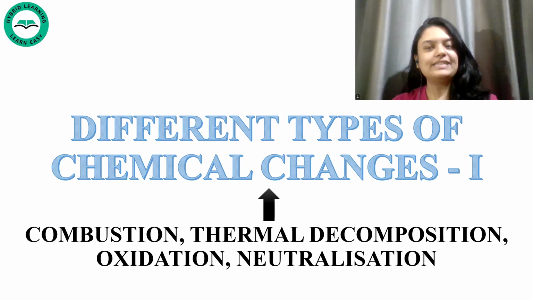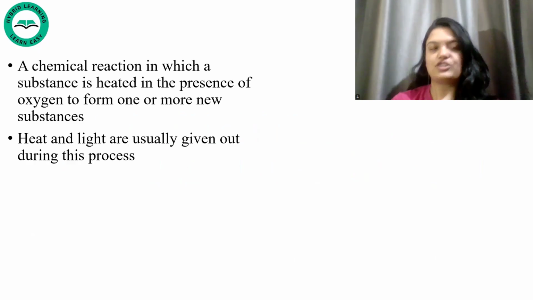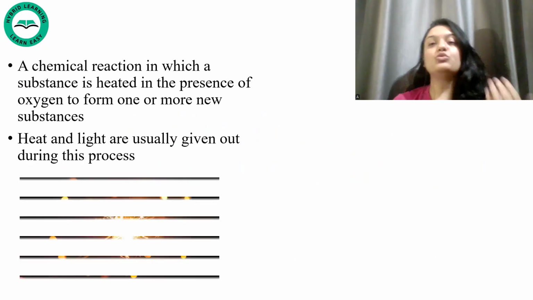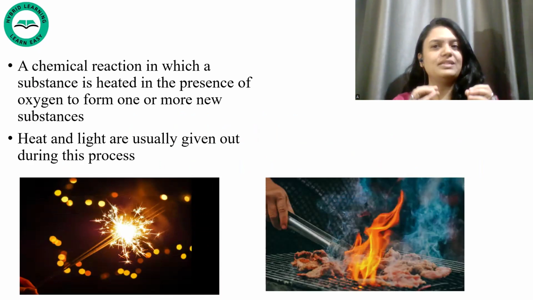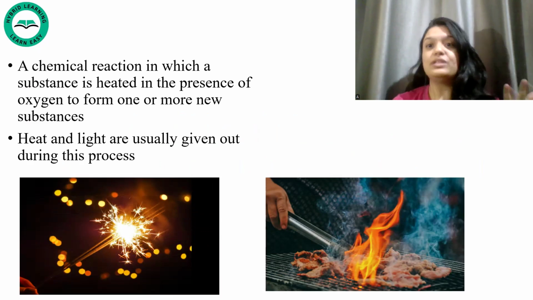So, let's get started. The first reaction that we are talking about here is combustion reaction. So basically what happens here? It's a chemical reaction in which a substance is heated in the presence of oxygen to form one or more new substances. So in this case, what happens? Heat and light are usually given out during the process.